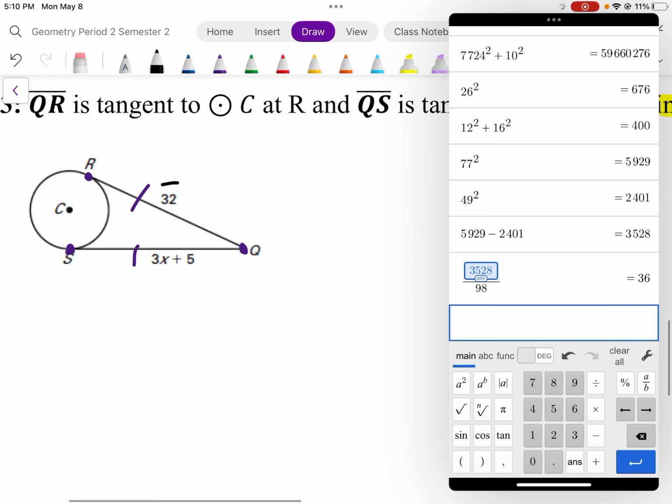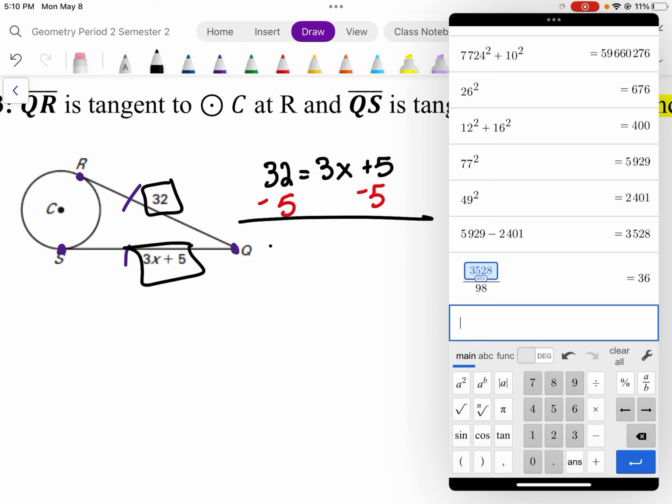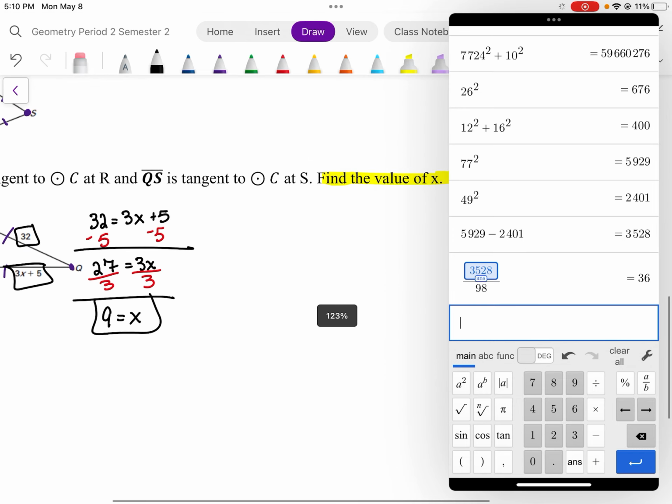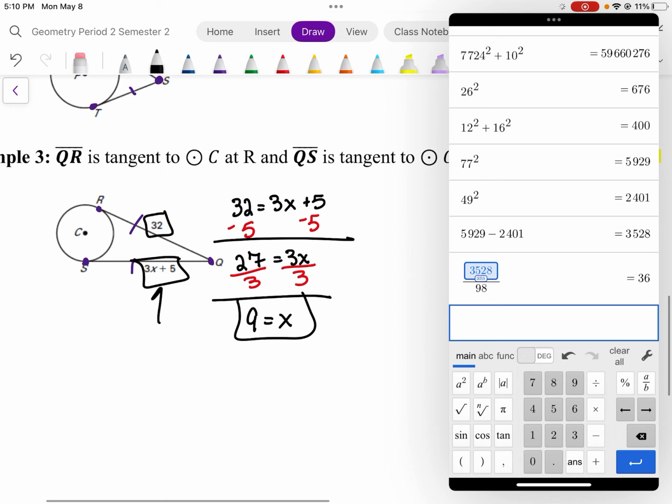So because we know they're congruent, we're going to take the two lengths of the tangents and set them equal. Once you're here, you're going to go ahead and solve to figure out what x is. And that is going to give us our answer of 9. And you want to make sure you read the problem. This one, they wanted us to find the value of x, but sometimes you will have to plug it back in to find the length of one of the tangents.